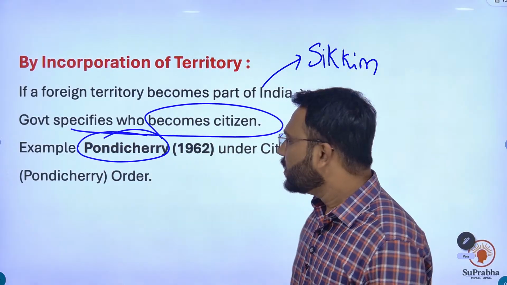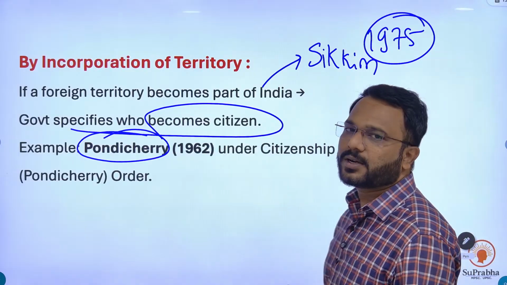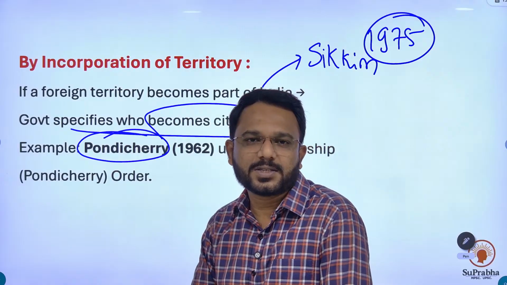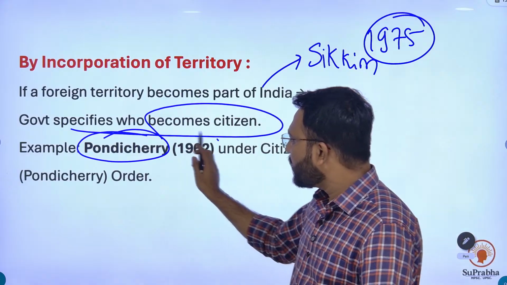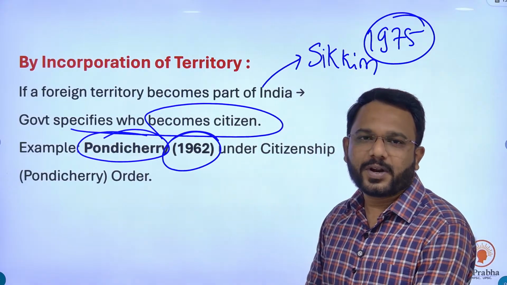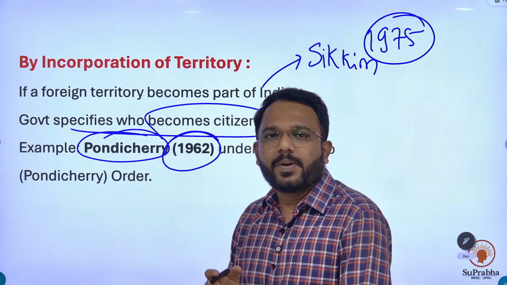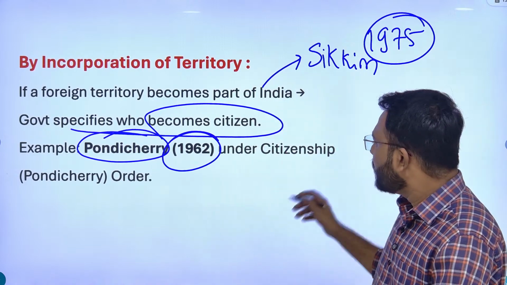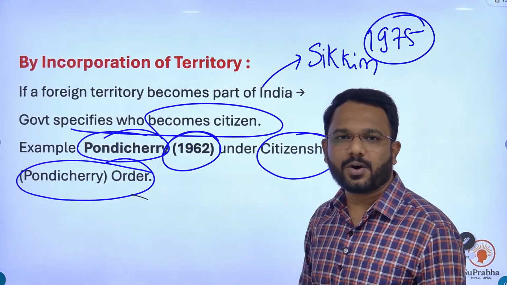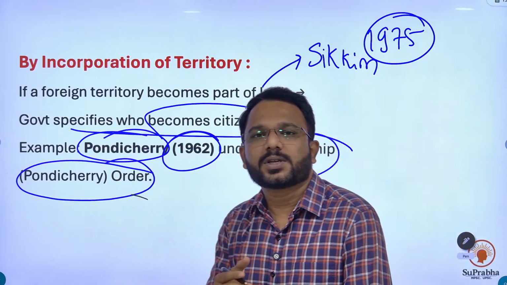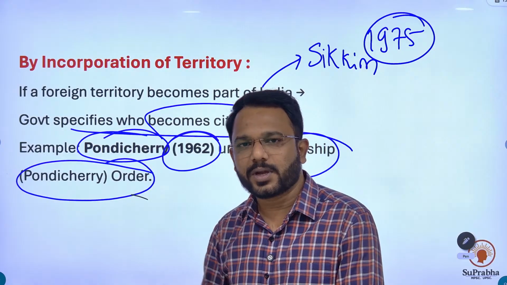In 1975, the citizens of the territory of Sikkim were granted citizenship of India and they became Indians. In a similar way, after acquiring Pondicherry from the French establishment in 1962, the Indian government placed a new citizenship order related to Pondicherry, known as the Citizenship Pondicherry Order, through which the persons residing in that territory got Indian citizenship. Fine.